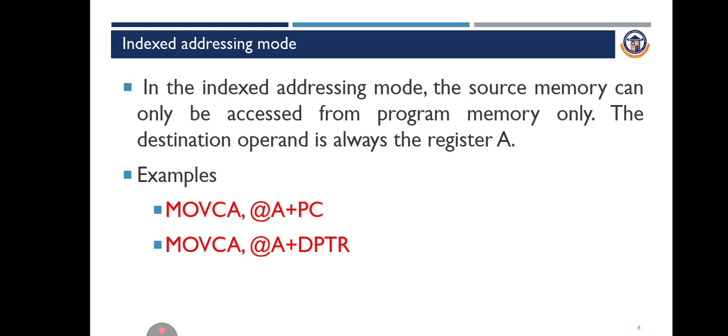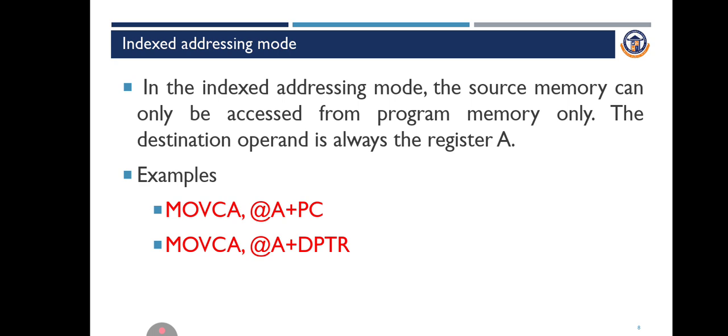So this is the indexed addressing mode. In this indexed addressing mode, the source memory can be accessed only from the program memory. The destination operand is always the A register. So whenever you use the indexed addressing mode, the accumulator will by default be the destination operand. Whatever function you apply, finally it will be stored in the accumulator.